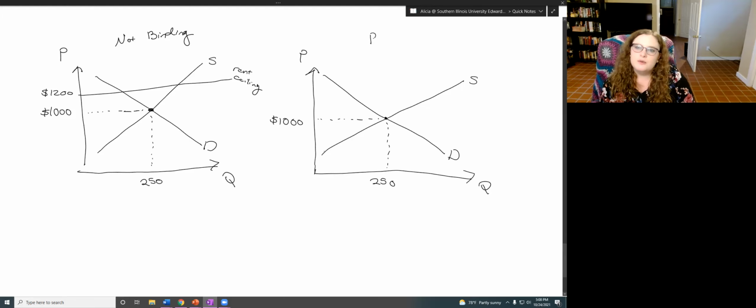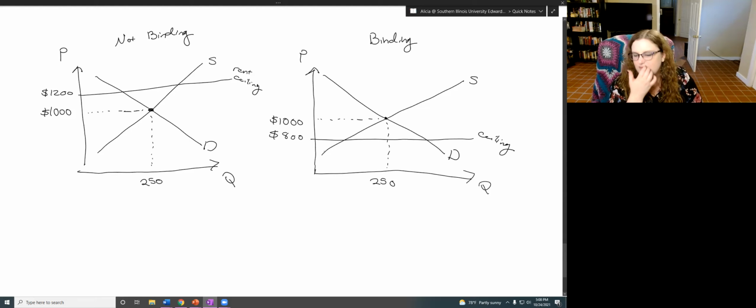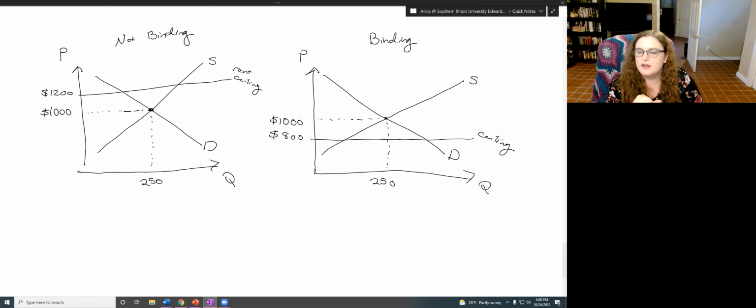On the other side, we have a binding price ceiling. So let's say that instead the government comes in and they have a new rule. And this new rule is, let's have this as the ceiling, that the apartment that you want to rent out cannot cost people more than $800. Okay, I was renting out my apartments for $1,000. Now I have to rent them out for $800. What am I going to do? Well, let's figure that out.